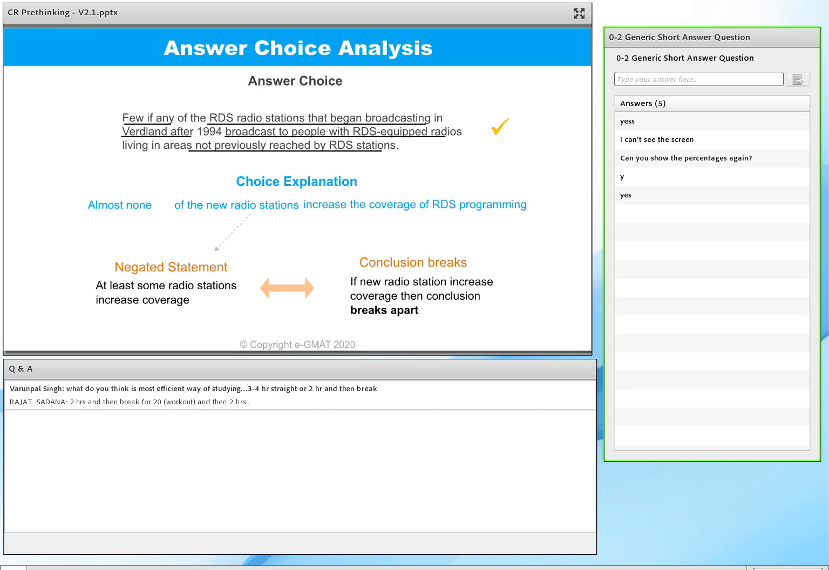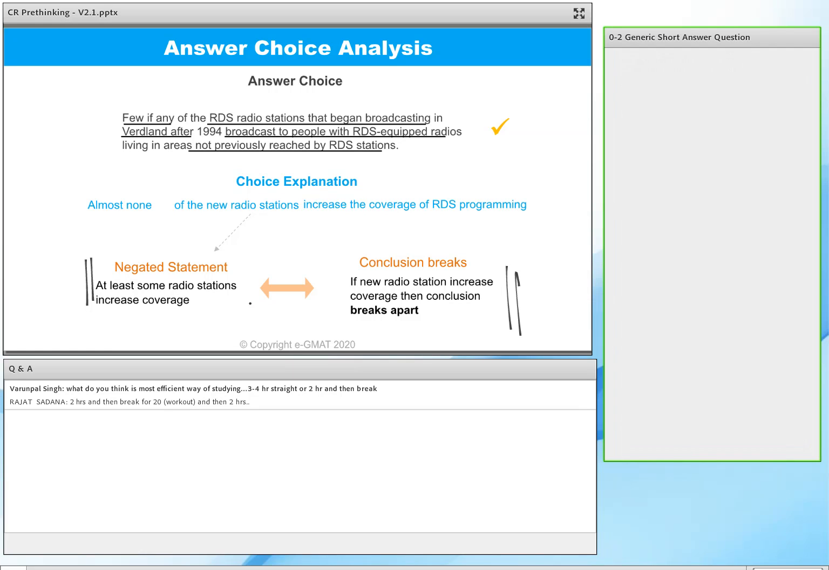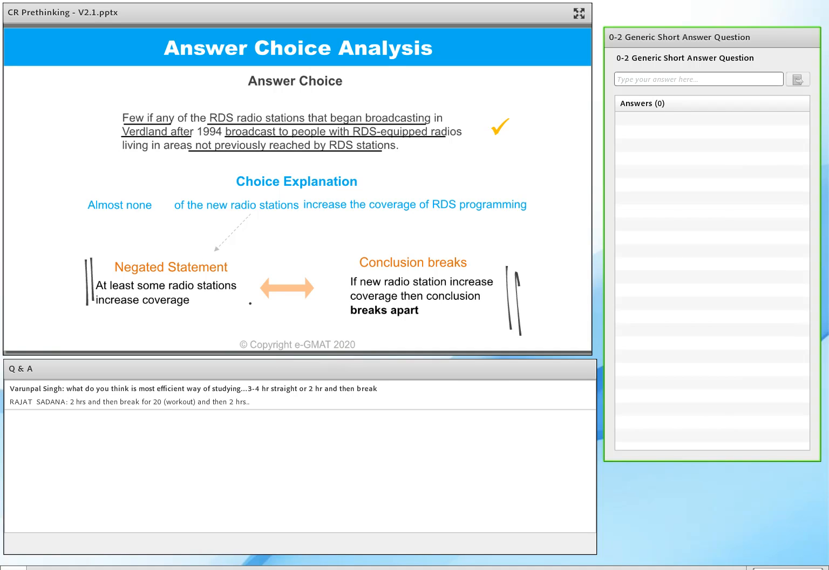Let's do the negation. The negation of this is at least some new radio stations, which is between 94 and 96, increase the coverage. If you're increasing the coverage, if you're transmitting to people where there was no transmission, but they had the right kind of radios, then are more people receiving RDS programming? Yes. Am I breaking my conclusion? Yes. Right? So this has to be there. I need this pillar. Why? Because without this pillar, this is possible, and if this is possible, my conclusion breaks.